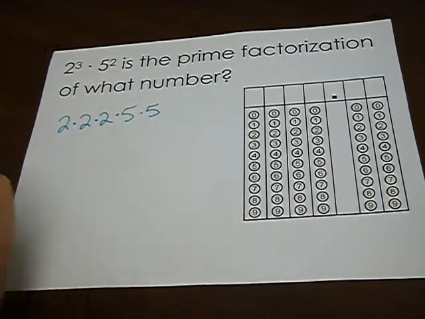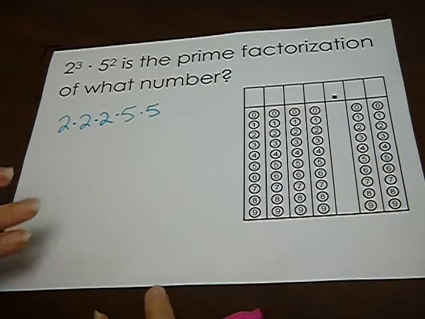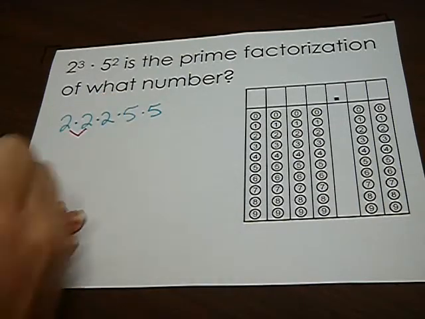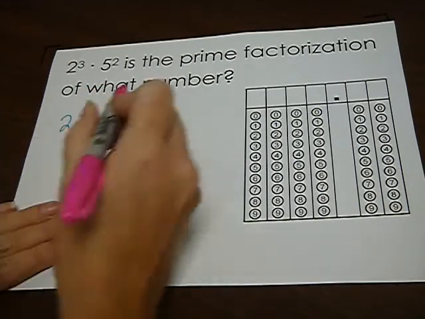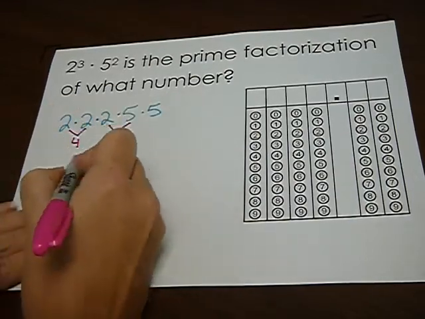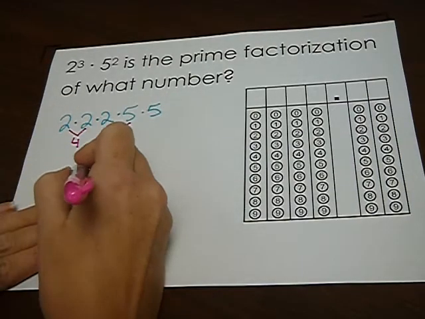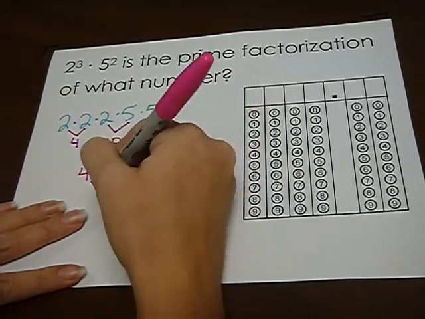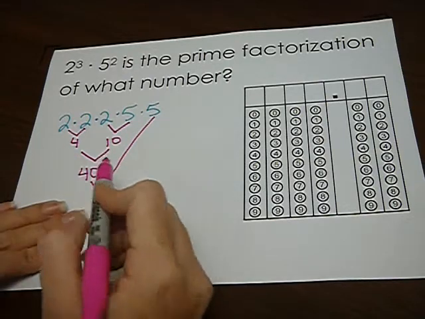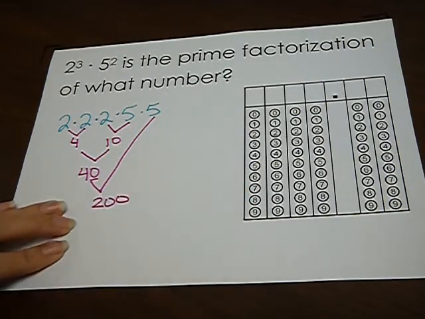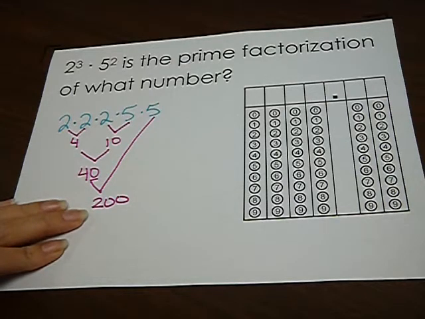Okay. Then I'm going to do kind of a backwards factor tree to multiply them. And I can multiply them in any order that I want to. So 2 times 2 is 4. And 2 times 5 is 10. 4 times 10 is 40. And then 40 times 5, well, 4 times 5 is 20 plus an extra 0. So the answer is 200.